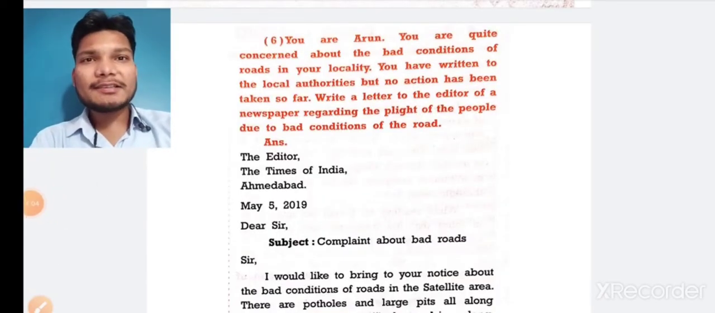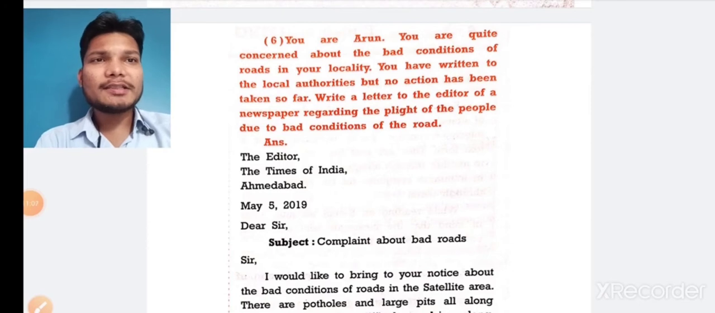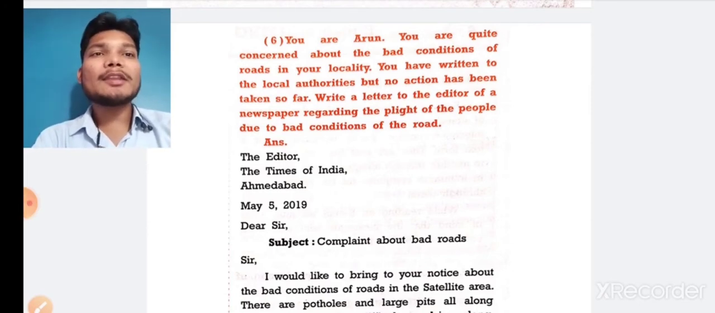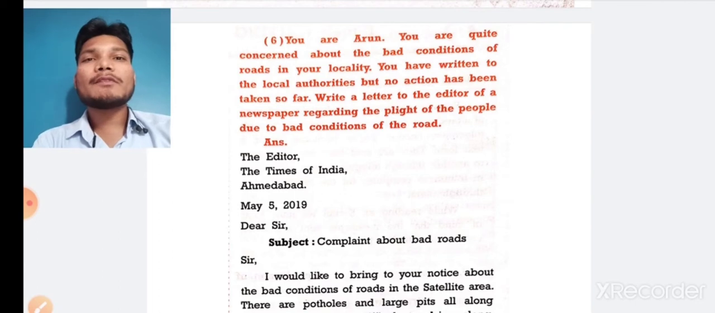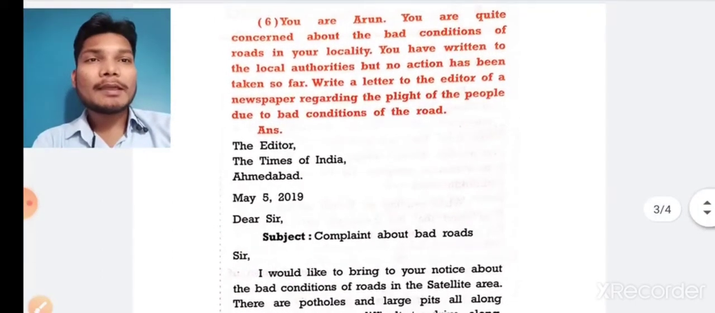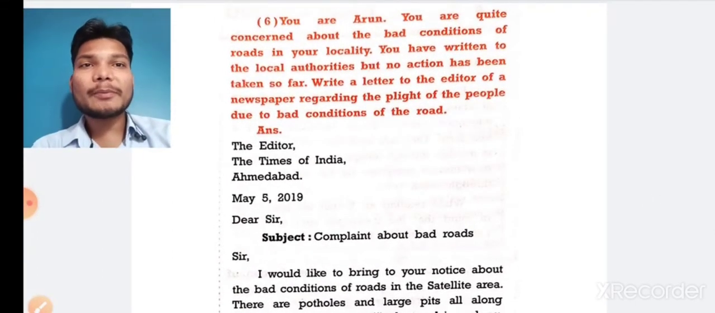Now the second letter which I have taken here is a formal letter. Formal means you are writing to any authority, organization or school. That is considered a formal letter. So here I have taken one example of a formal letter.